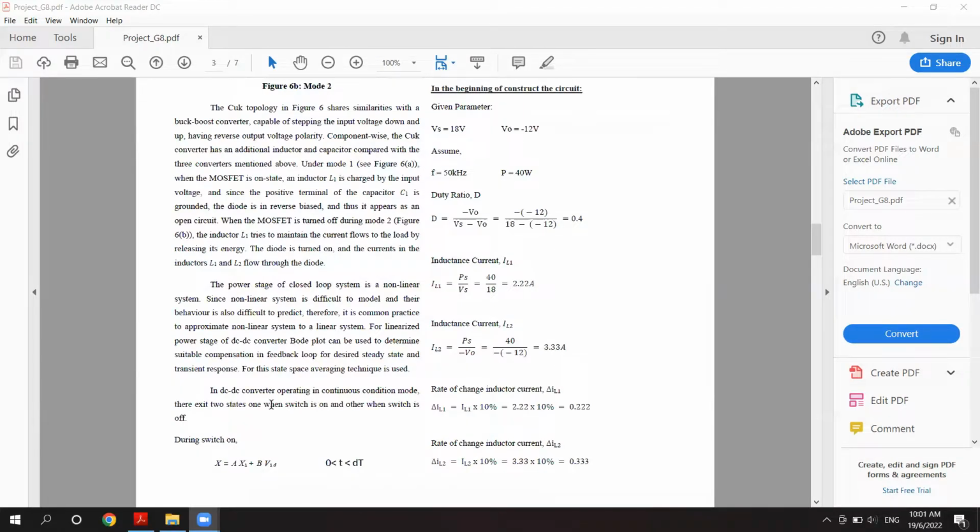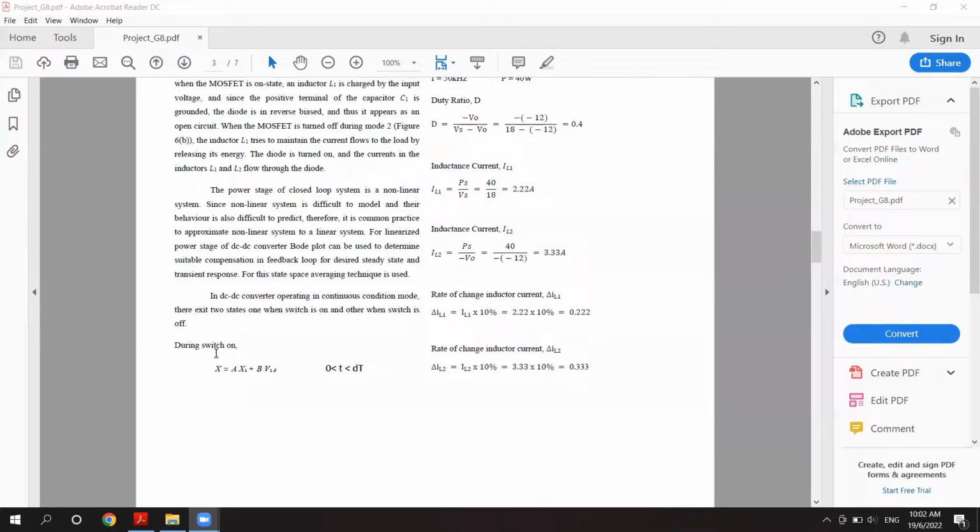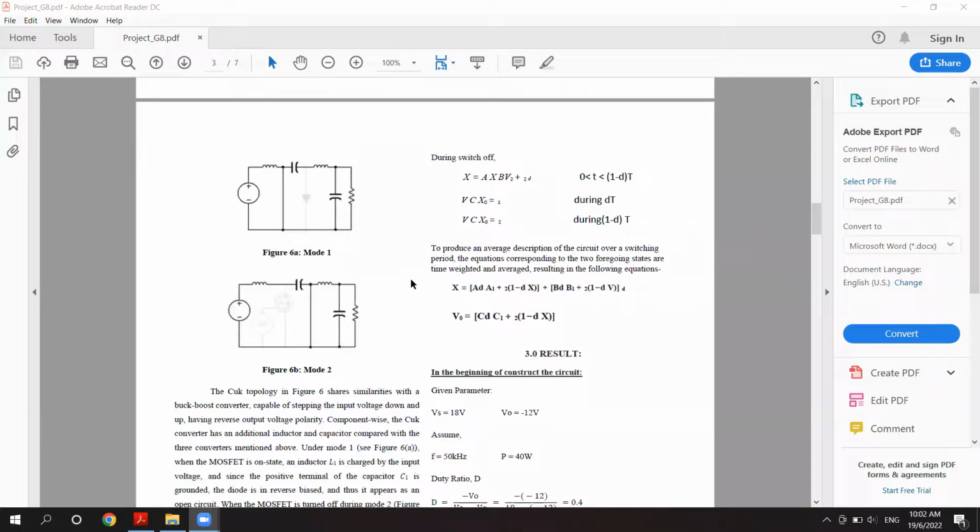So, in a DC-DC converter operating in continuous conduction mode, there exist two states: state 1 when the switch is on and the other one where the switch is off. So the equation for the circuit when the switch is on is x dot equal to A1 x plus B1 Vin. And then during switch off, this is the equation. And then to produce an average description of the circuit over a switching period, the equations corresponding to the two foregoing states are time-weighted and averaged, resulting in the following equation. So this is the equation.